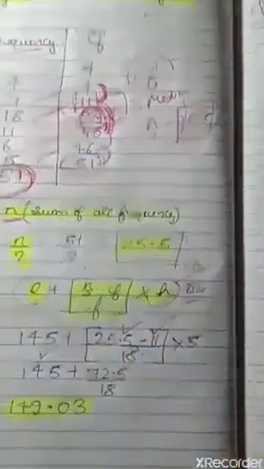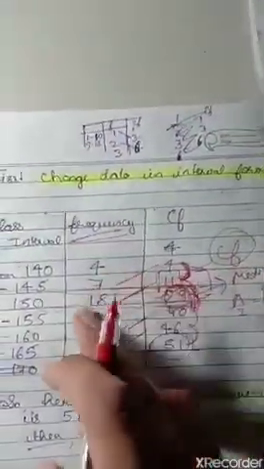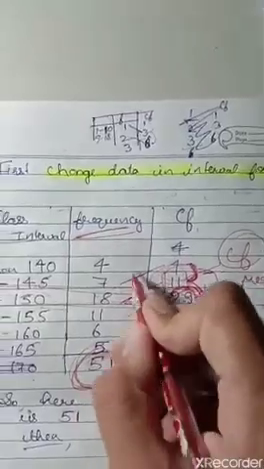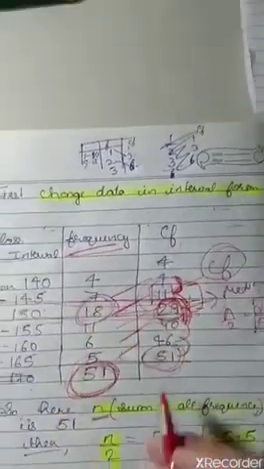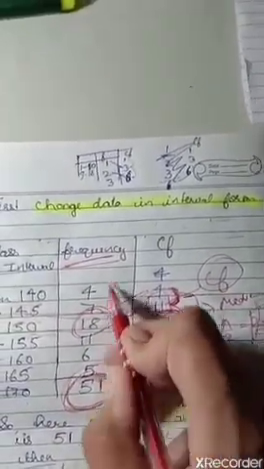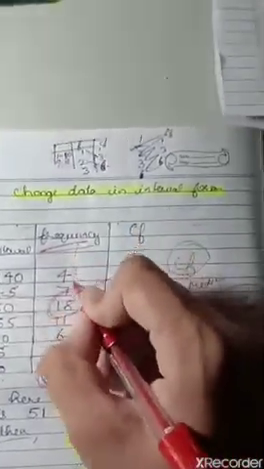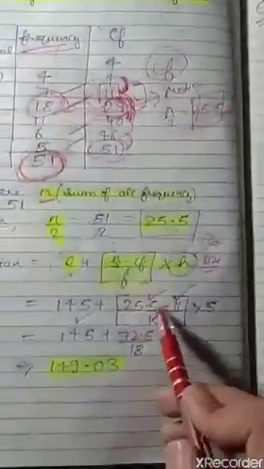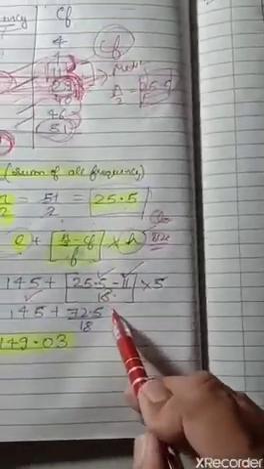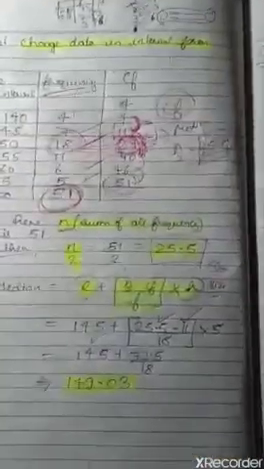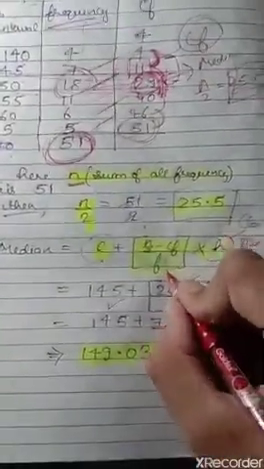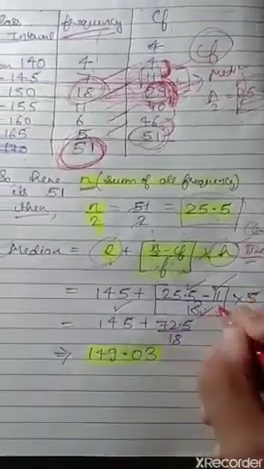Then it is divided by frequency. अब frequency क्या होगी? frequency जो आपने मीडियन क्लास ली है उसके साथ में क्या frequency है उसकी? 18. इस मीडियन क्लास की frequency क्या है? 18. So we have taken frequency 18. This step I have explained.